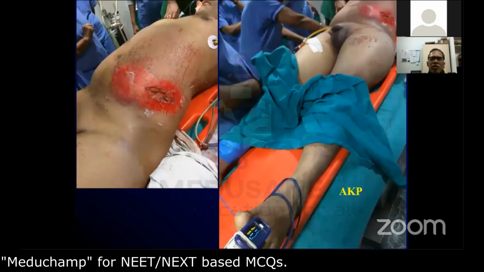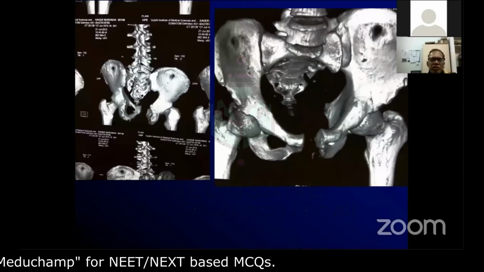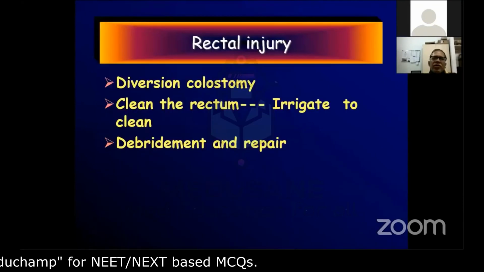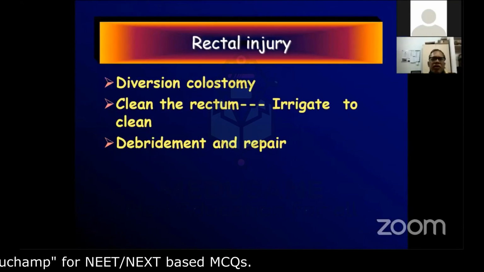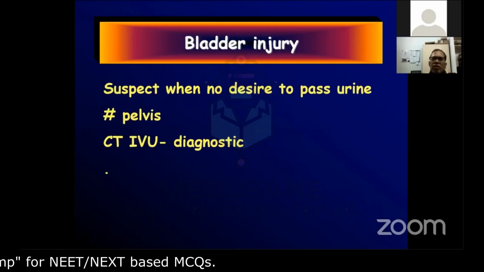So there is diastasis of the pubic symphysis. The sacrum fracture is also there; you can see the sacrum is injured on the left side. The basic key thing for this surgery is diversion colostomy. Clean the rectum, so contamination of fecal matter to the pelvic cavity will not be there. Debridement, if possible, repair.